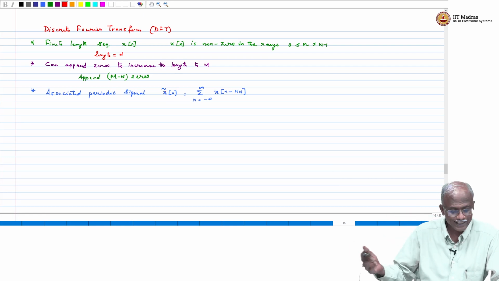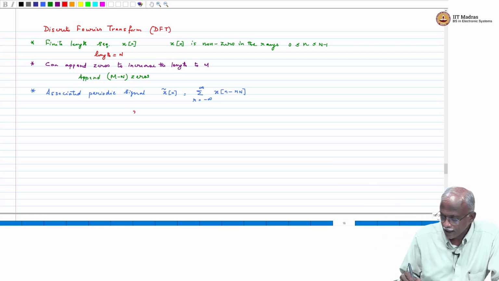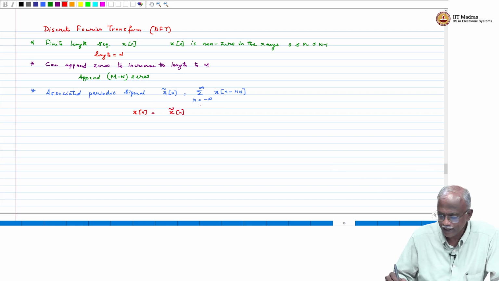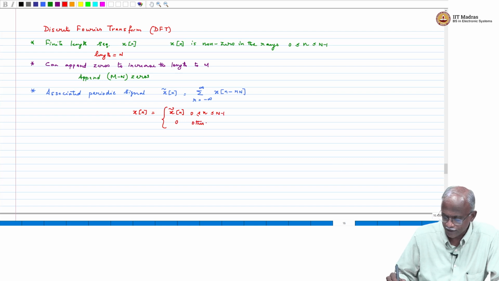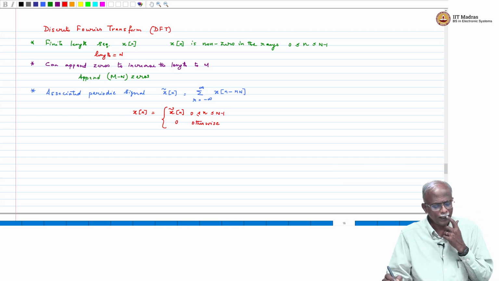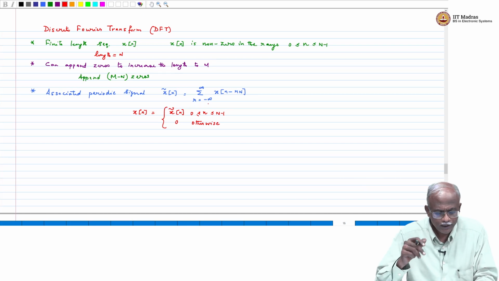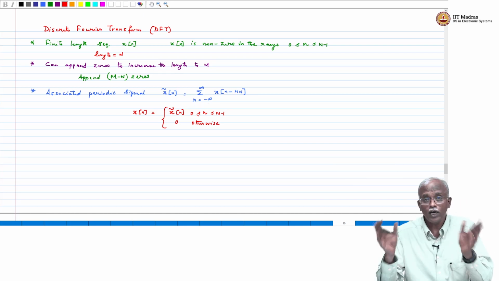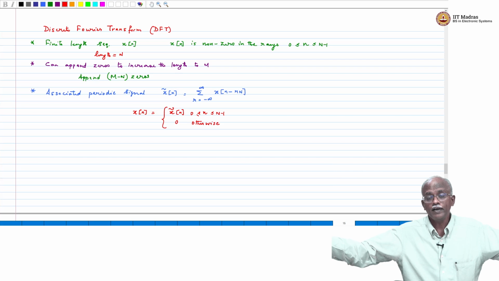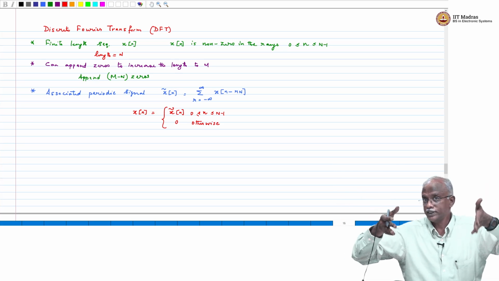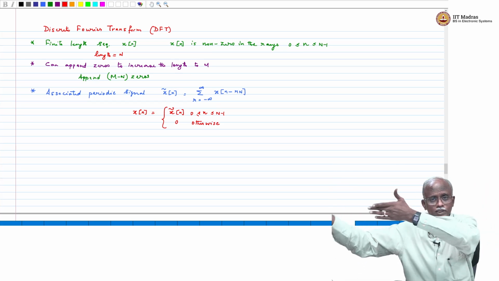Now, if you have x tilde of n, you can get x of n. If you have x of n, you can get x tilde of n. How do we get that? x of n is one period of the periodic sequence. This is equal to x tilde of n in the range n greater than or equal to 0, less than or equal to N minus 1, and is equal to 0 otherwise. Important to note that x tilde of n is an infinitely long sequence. It has samples in the range 0 to N minus 1, and it has samples outside of that range.